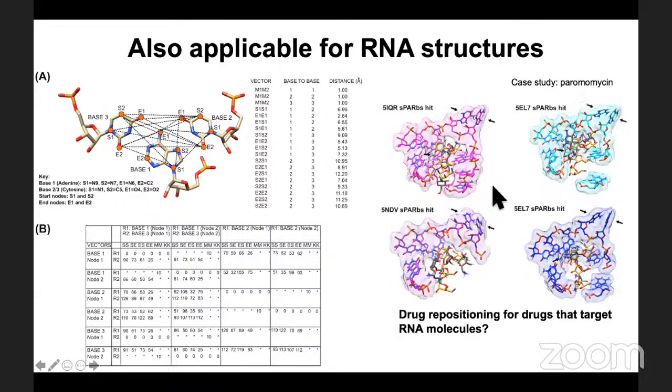Since we were able to do drug repositioning in the protein structures, could we also do drug repositioning for drugs that target RNA molecules? And to do that, we use a case study of paromomycin. And in this case, we found that yes, there are actually similarly arranged sites in the ribosomal subunits that can be used to retarget this antibiotic paromomycin. So it is also applicable not only in proteins, but also in RNA structures.